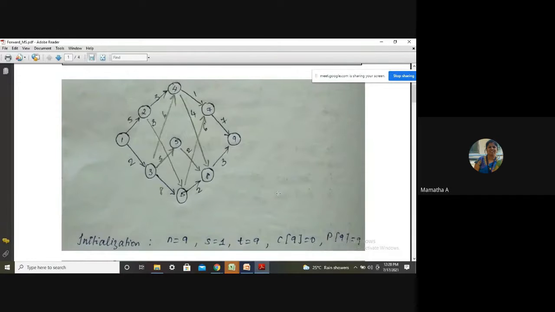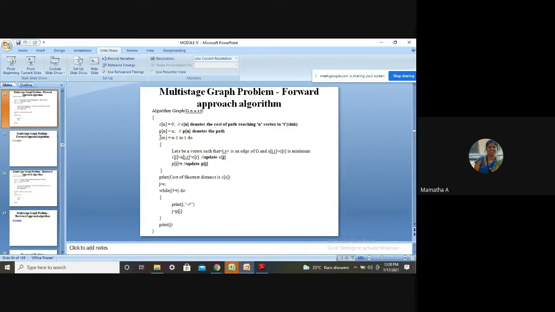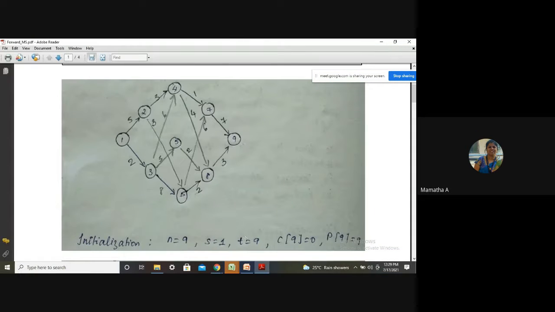J equals to what? What is the value of j, students? J equals to n minus 1 to 1. So what is n minus 1 in this case? N minus 1. What is n for me? 9. So I should start from which vertex? J starts from which vertex here?